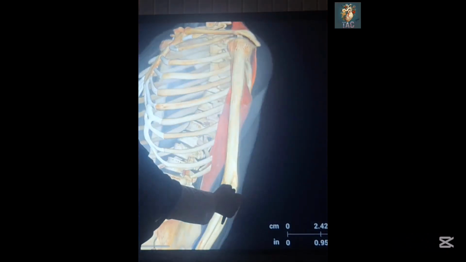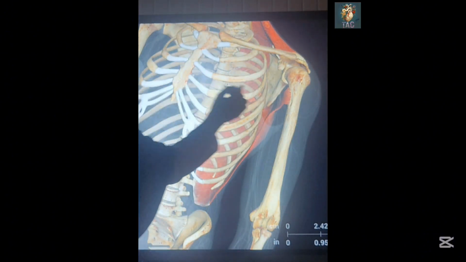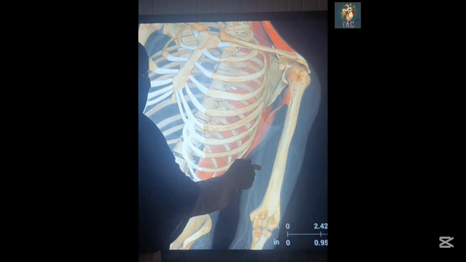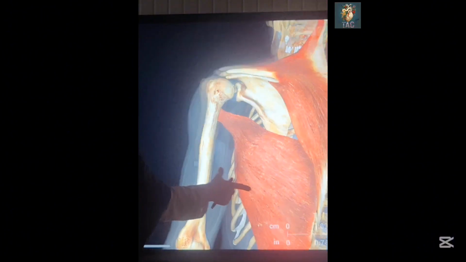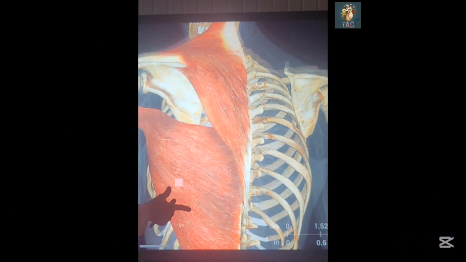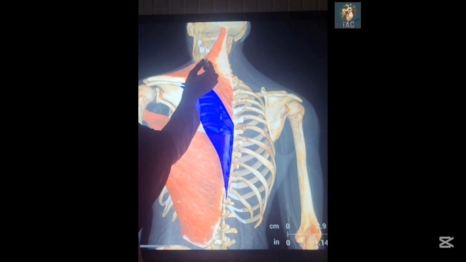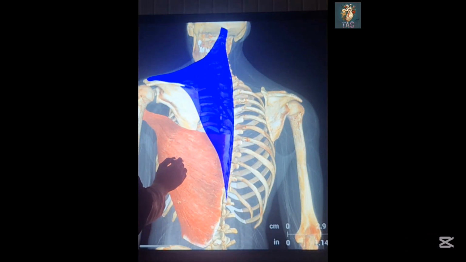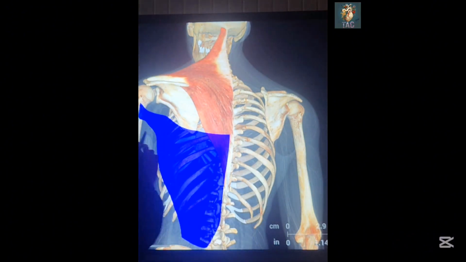You can see over here its insertion, this is the floor of the bicipital groove. So while we move, this muscle has its insertion into the bicipital groove of the humerus. So here in this slide you can see the lower fiber, the middle fiber, and the upper fiber of the trapezius, and the latissimus dorsi muscle, and their origin and insertion.